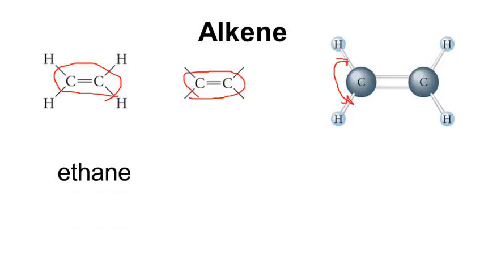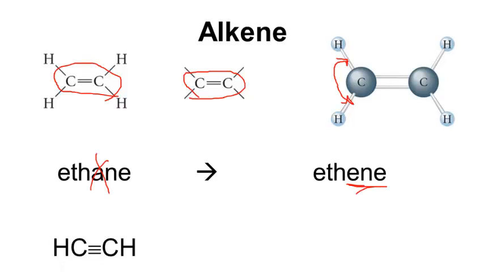Next, how would you name this? Well, we know a 2 carbon alkane is called ethane, but this is actually an alkene, so we don't want to use the A-N-E ending. So for an alkene, it doesn't end in A-N-E. The name ethane changes to ethene, and once again, E-N-E means we have a double bond.